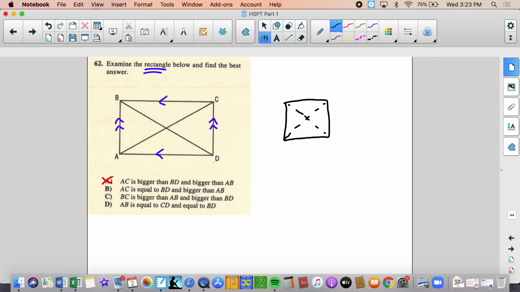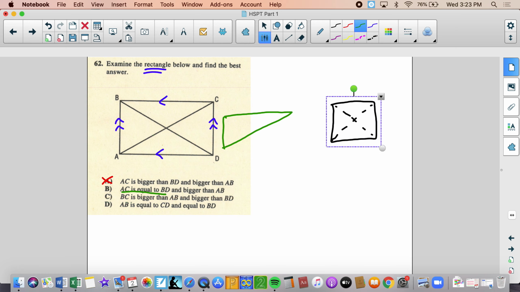So what's it going to be? AC is equal to BD and bigger than AB. Ooh, that's a real good one. So we know AC is equal to BD. We know that's true. Now, let's take a rectangle in the extreme. So if we look at this as a rectangle, let's move this. Right, this is going to be AB, BC, and AC. So AC is equal to BD and bigger than AB.